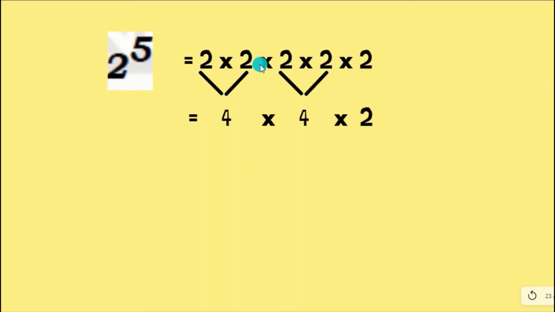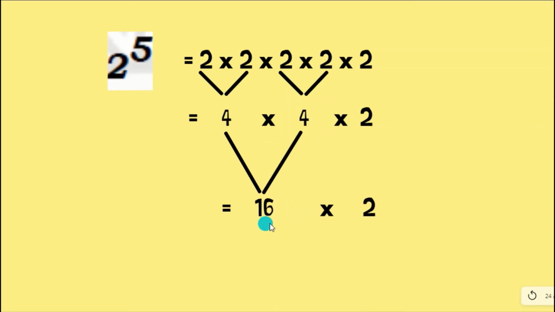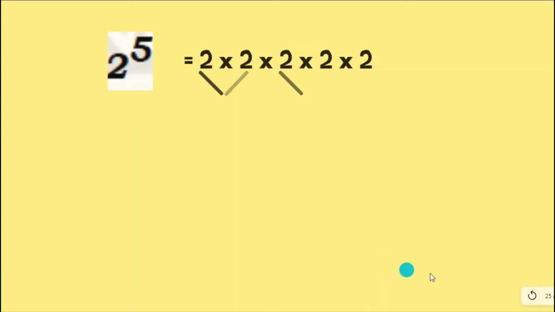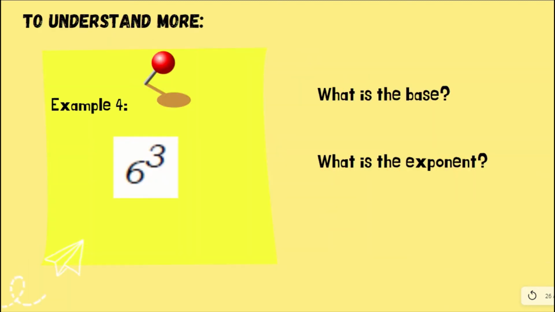So, 2 times 2 equals 4. Let's get the value of this. 2 times 2 equals 4. And then bring down times 2. 4 times 4 equals 16. Bring down times 2. And the answer is 32. Did you get it? Very good. Let's go to the last example.